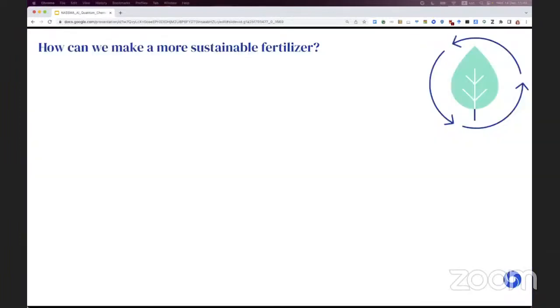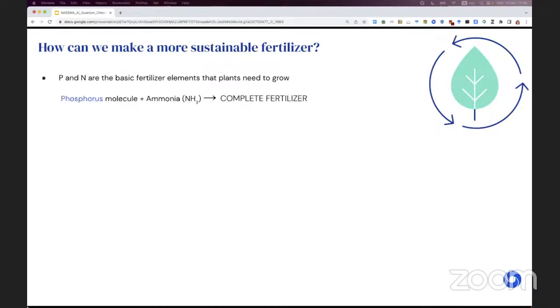Let's try to think of how we can make a more sustainable fertilizer. And that's a very important question, because fertilizers are fundamental for the agricultural industry, which is feeding all of us, and it's also feeding the animals that we also eat. So it's a very important question. And I'm going to show some facts. The first fact is phosphorus and nitrogen are the main chemical elements that plants need to grow.